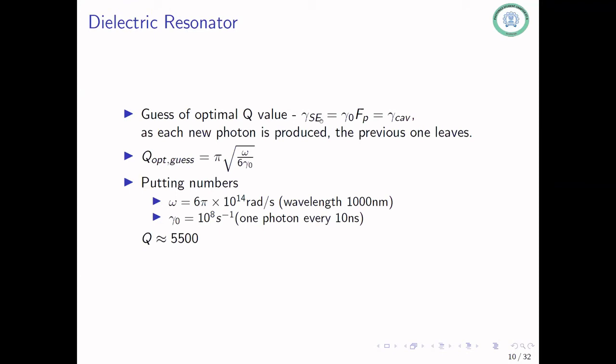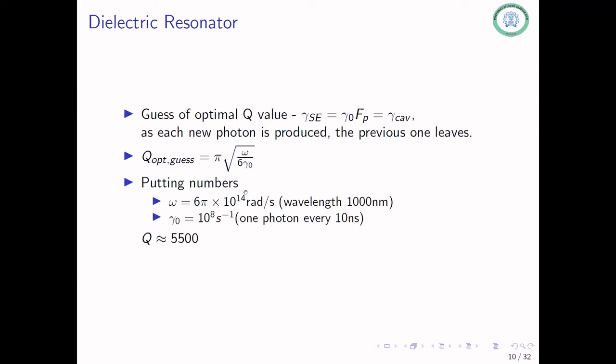So now we can guess what the optimal Q value should be. What we can think is that your optimal value of Q can be achieved when your spontaneous emission rate is the same as your cavity emission rate. So whenever you produce a new photon, the previous one just leaves at that time, and you have this kind of stable situation. I mean, you don't have any bottleneck. Based on that, you can calculate your optimal Q guess value as this value.